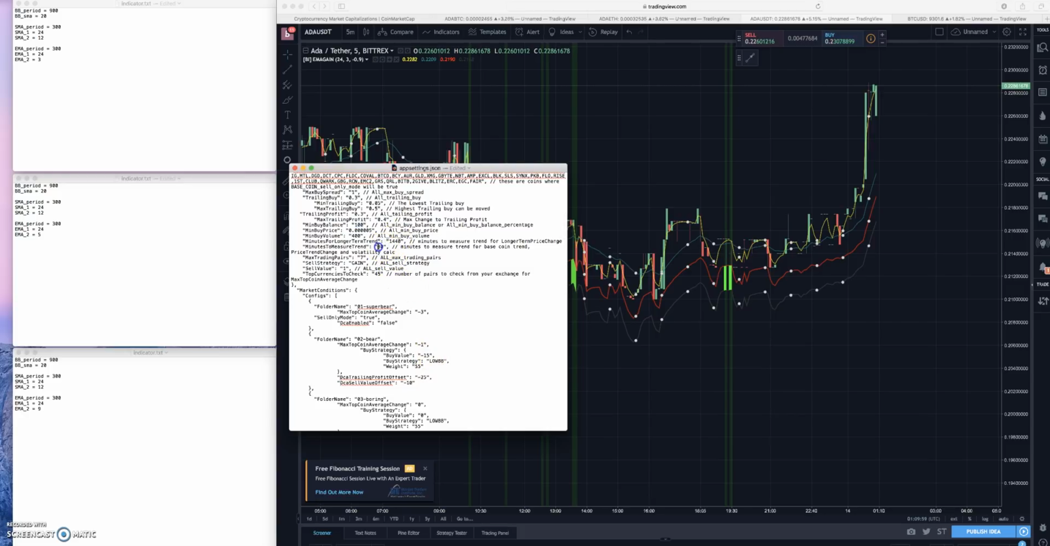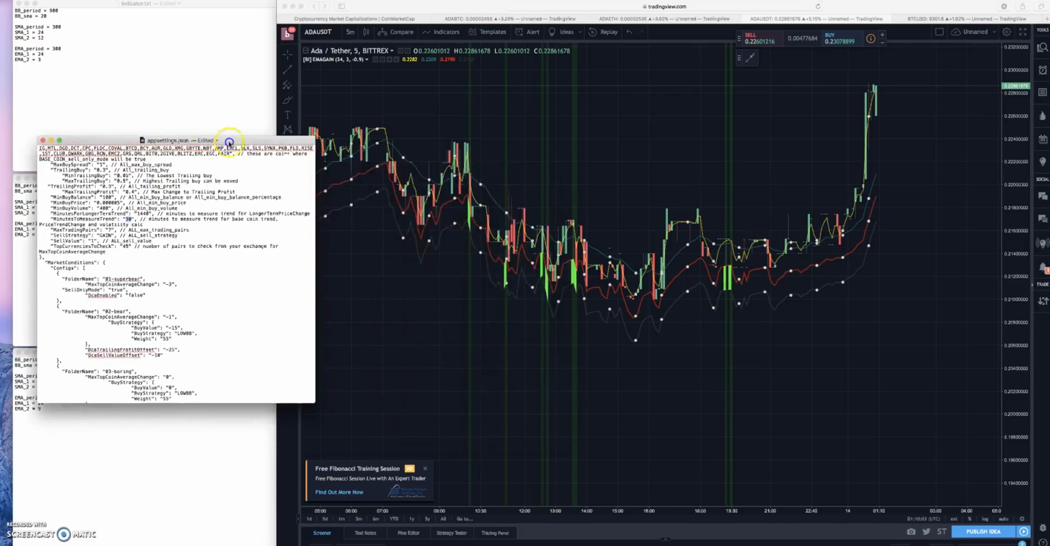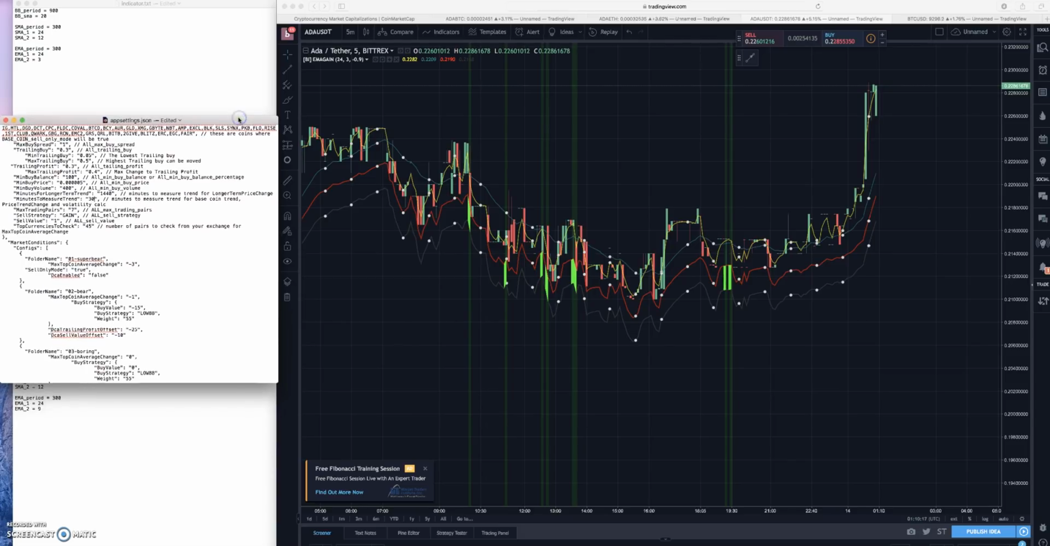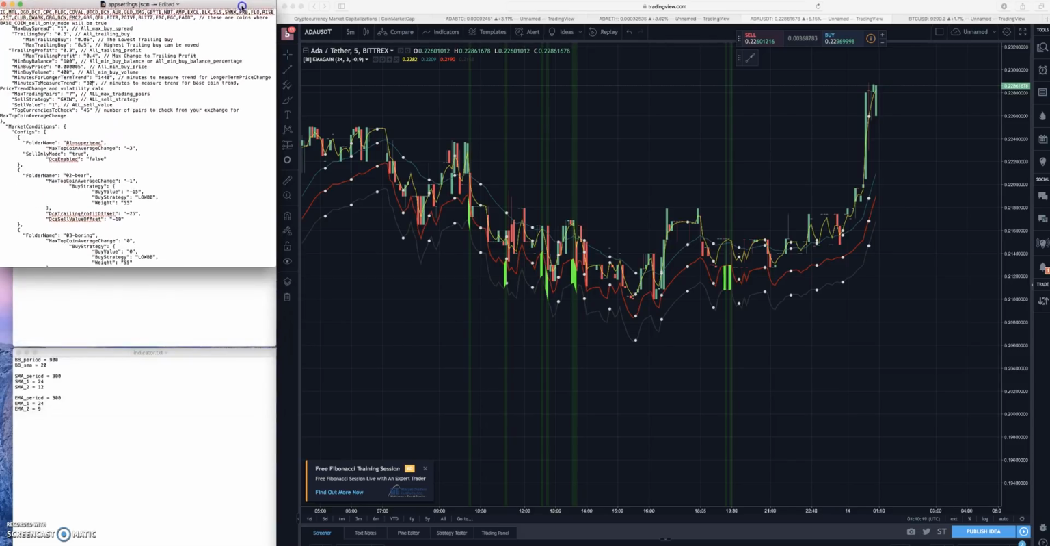I also changed this minutes to measure trend to a little bit quicker, so that the trends are updating faster, and it seems to be a little more stable that way, because over 30 minutes generally things happen slower over a quicker amount of time, if that makes sense.